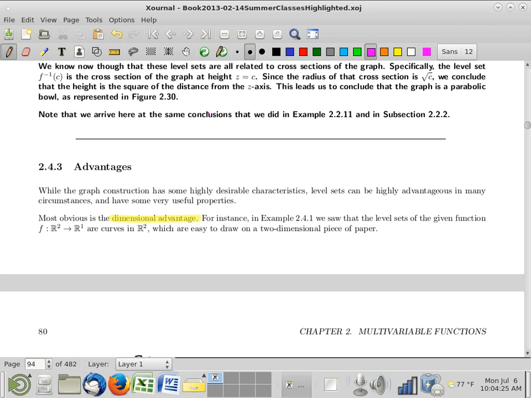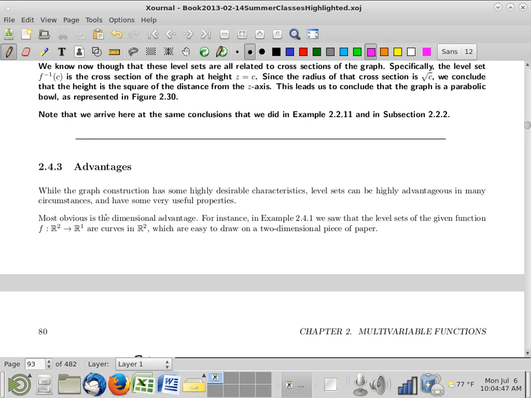Now I have this level set construction. They produce different, though related, pictures. What are the pros and cons? I'm going to talk about the advantages of the level set construction because, again, graphs are very familiar. Students love graphs, almost cling to graphs. So what's the advantage?